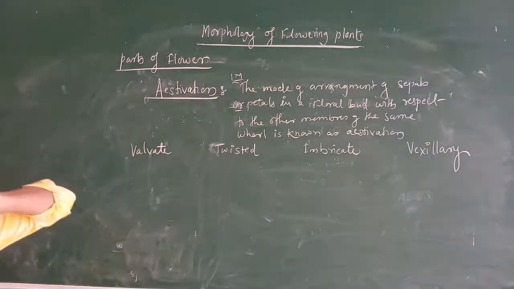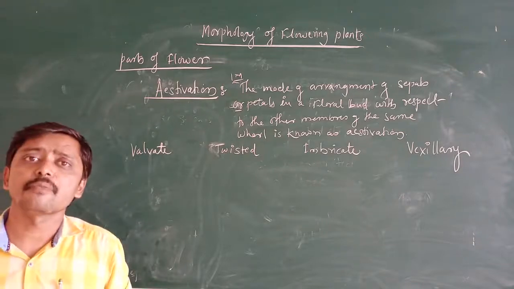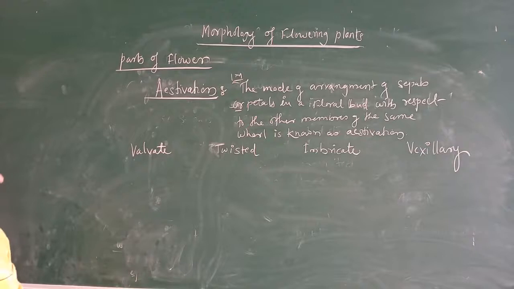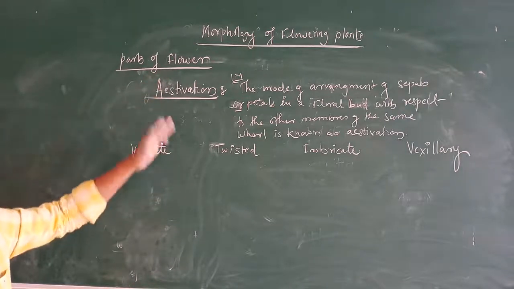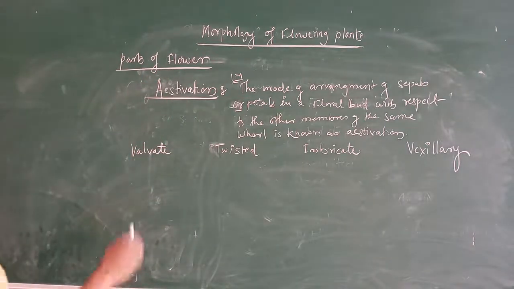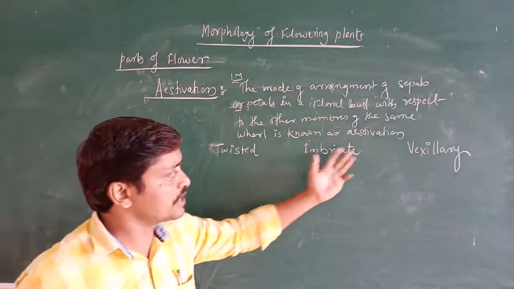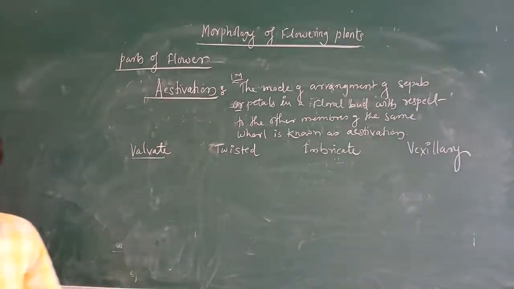Now, the question may ask you what is aestivation and to explain the different kinds of aestivations. So let us start with the different kinds of aestivation. First, we studied the aestivation definition. Then the different kinds of aestivation: valvate aestivation, twisted aestivation, imbricate aestivation, and vexillary aestivation. These are the 4 different kinds of aestivations.